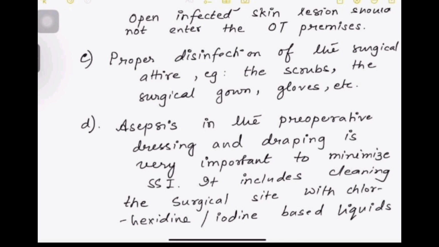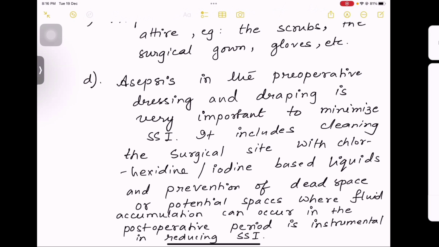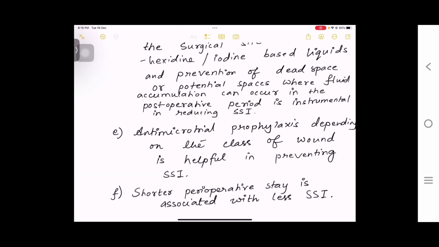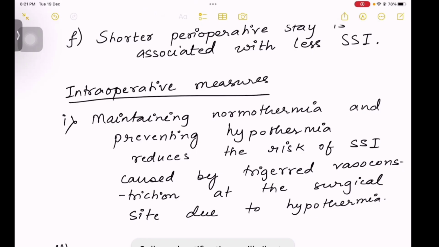Third is the proper disinfection of the surgical attire, the scrubs that you wear, the surgical gowns and the gloves. Fourth, asepsis, the pre-operative dressing and draping, is very important to minimize SSI. How to do that? It includes cleaning of the wound with chlorhexidine, iodine-based liquids, and prevention of dead space or potential spaces where fluid accumulation can occur in the post-operative period, which is instrumental in reducing SSI. Point number E is antibiotic prophylaxis, which depends upon the class of the wound. It is also helpful in preventing SSI. And point F is shorter peri-operative stay, which is associated with less SSI.